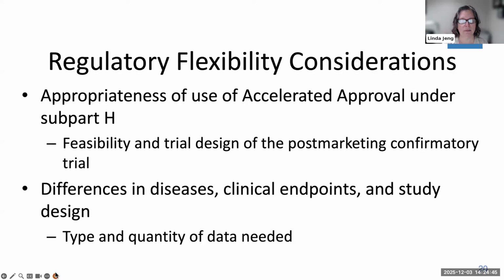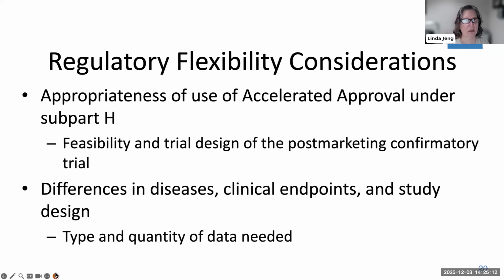And that's, as I mentioned before, not easily generalizable when we talk about what's available and what's going to work for a particular disease versus another disease. And the type and quantity of data needed will be different in different contexts and different diseases, and based on risk benefit of the drug and such considerations.